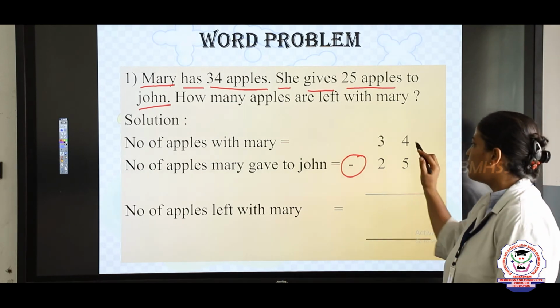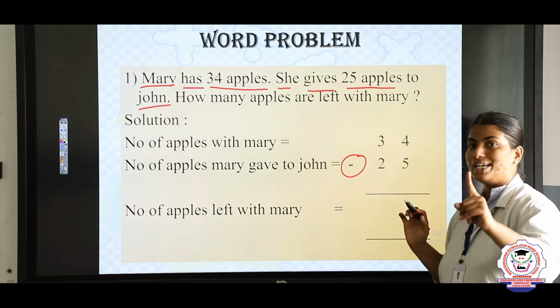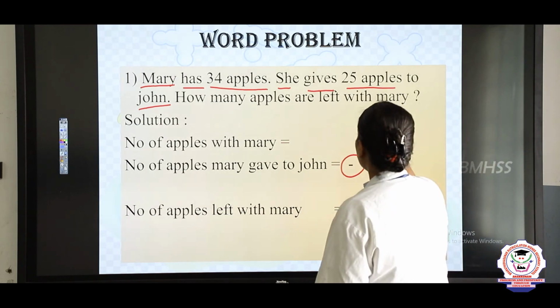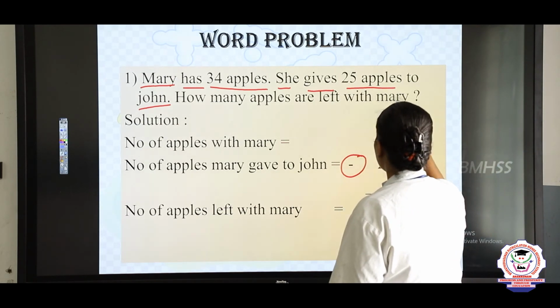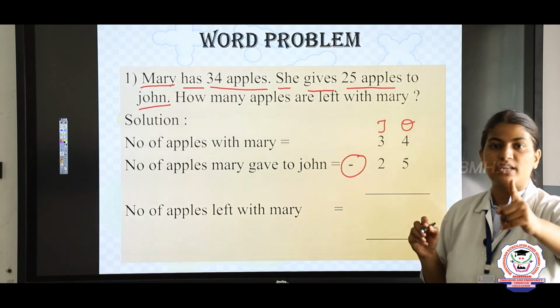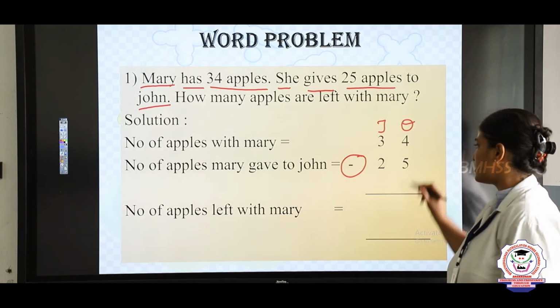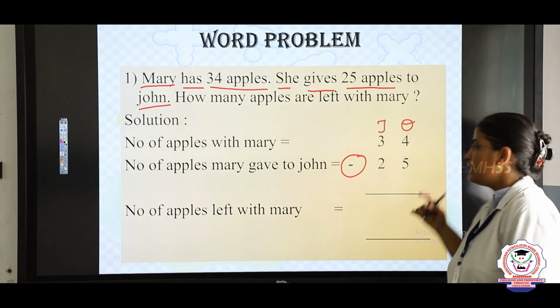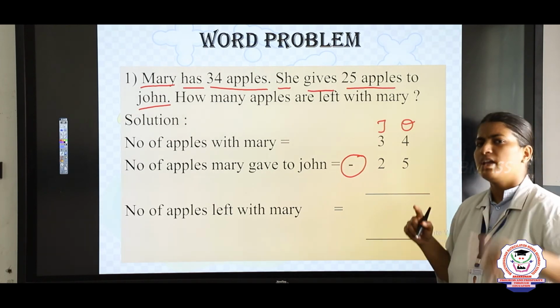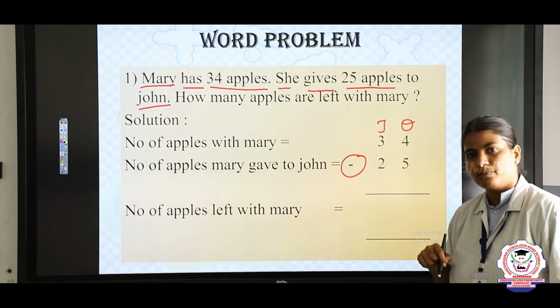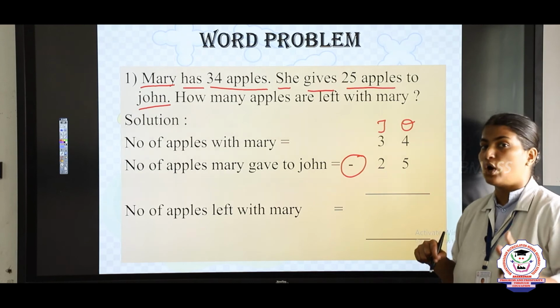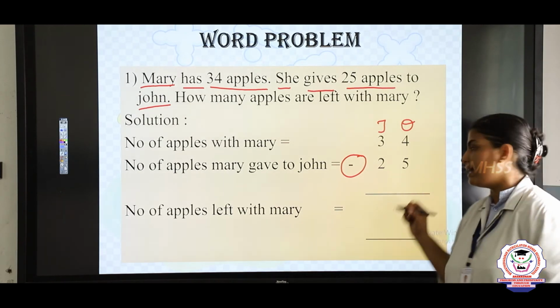Okay children, so first you should write the place value, tens place, ones place. Which side should you do first, children? We should do ones place first. So what are the numbers in ones place? The numbers are 4 and 5. Can you subtract 5 from 4? No, we cannot subtract because 4 is smaller than 5.